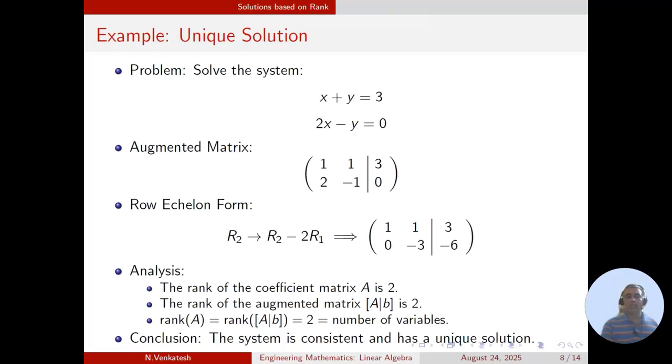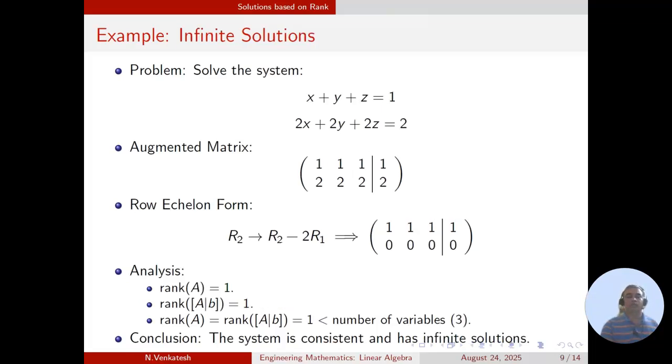So the system is consistent and it has a unique solution. And similarly, we have another example: x plus y plus z equal to 1 and 2x plus 2y plus 2z equal to 1. Now we get an augmented matrix here, 1s and 2s, and when you convert it into row echelon form, this 2 we have to make 0 because we consider this main diagonal element 1, and so it is simply R2 as R2 minus 2R1.